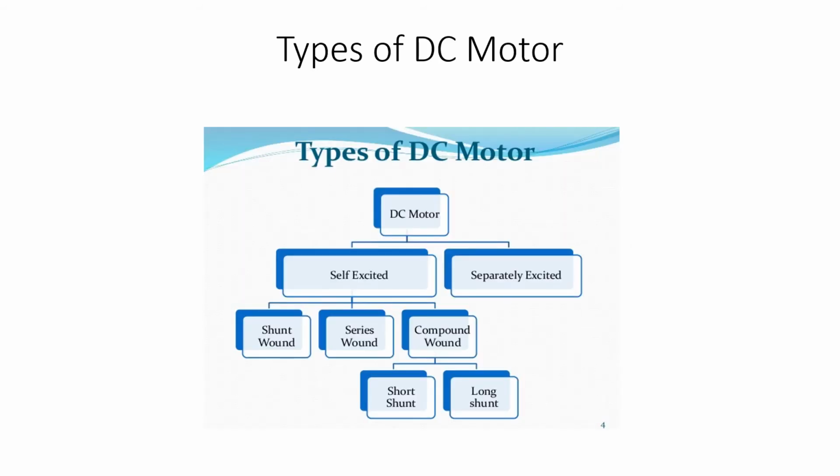Next is the types of DC motor. As we have seen in the DC generator, the DC motor is also classified into self-excited and separately excited. The self-excited is again classified into series type, shunt type and compound type, and the compound type is again classified into short shunt and long shunt. The same thing we have seen in the DC generator too. So let us see in detail.